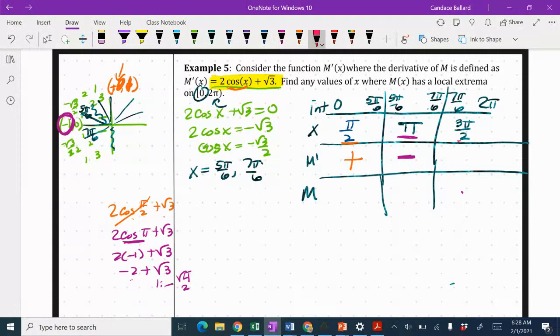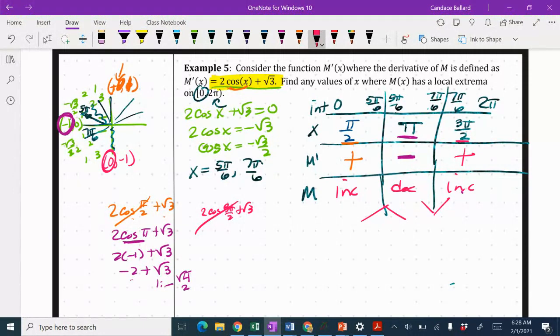All right, and then finally 3 pi over 2 I know is 0, negative 1, meaning my cosine value is going to be 0. So I'm just doing some scratch work: 2 cosine of 3 pi over 2 plus square root of 3. I know that's going to zero out, so I get a positive. So I am increasing, decreasing, increasing, meaning I go up, go down, go down, go up.